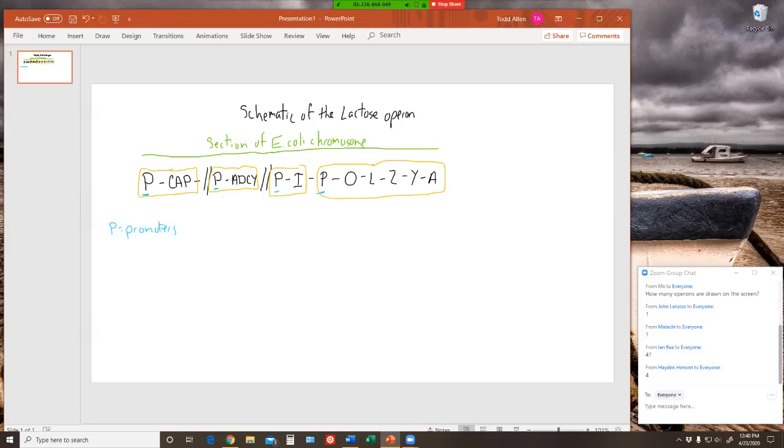Okay? Please understand that an operon is a group of genes transcribed from a single promoter. Please understand that that group could be a group of one, right? I've got one gene here, CAP, made from this promoter. I've got one gene here, ADCY, made from this promoter. I've got one gene here, I, made from this promoter. I've got 3 genes here for reasons that I'll explain next, Z, Y, and A, made from this promoter. Okay, so we've got 4 promoters, so that means we have 4 operons here. Does that make sense?